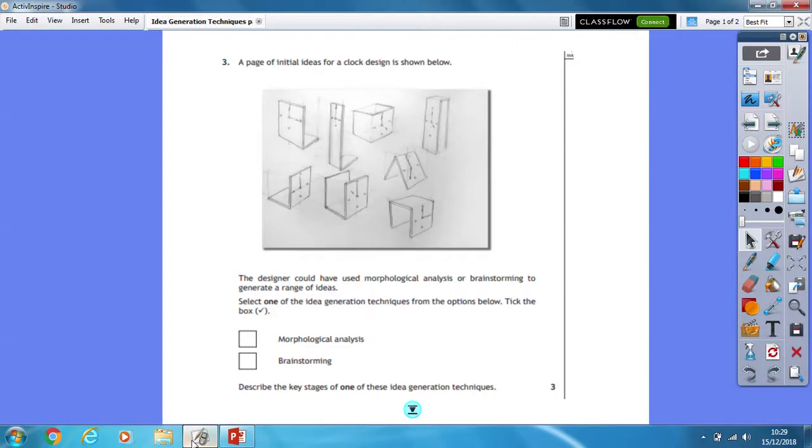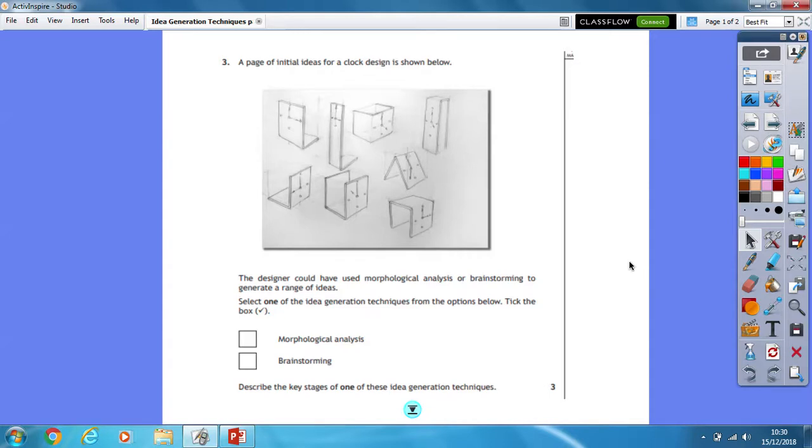Okay, in this video, what I want to do is to show you how you would answer a question in your prelim or in your final exam on idea generation techniques. According to the SQA, you should know two idea generation techniques for your exam: morphological analysis, which you've used in your design folio, and brainstorming.